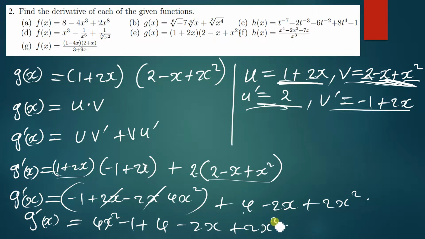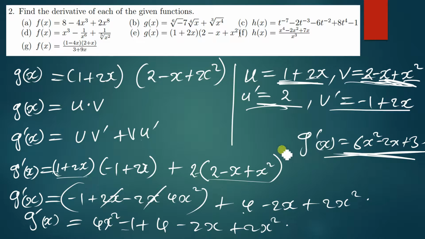Okay, so you can add 4x squared and 2x squared to get 6x squared. And then you also add negative 1 and 4 to write the final answer. So the final answer will therefore be equal to 6x squared, then you have minus 2x, then you have positive 3. So this is the final answer. So we move on to the next question.